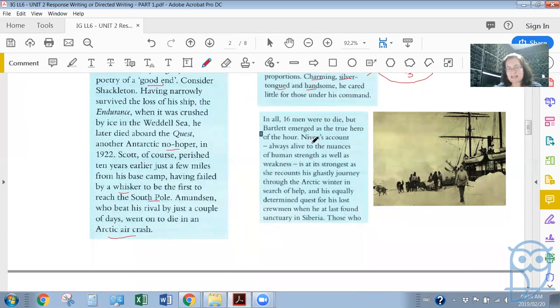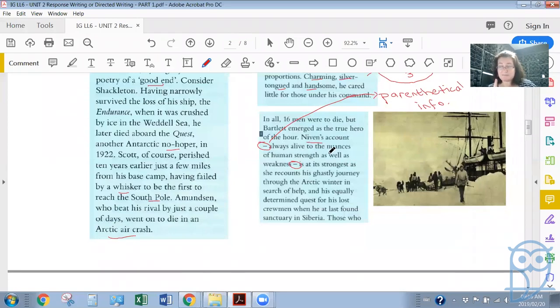Niven's account, once again, touching on the author, Niven's account, and here we have what's called parenthetical information. Okay, let me try and circle that a bit better. Parenthetical information. Why do you think this is called parenthetical information? Why is it called parenthetical? Do you know what parentheses are? What is a parenthesis?